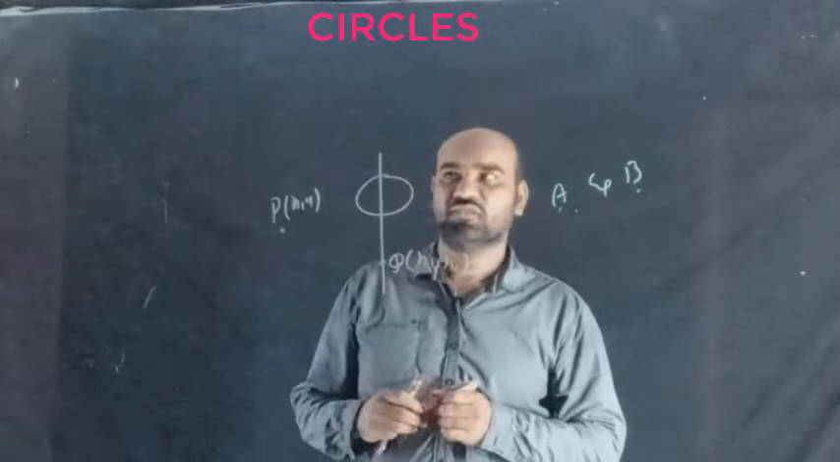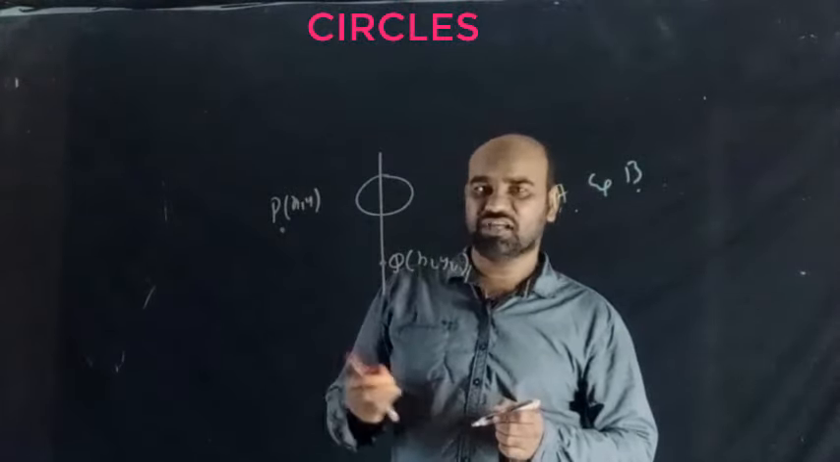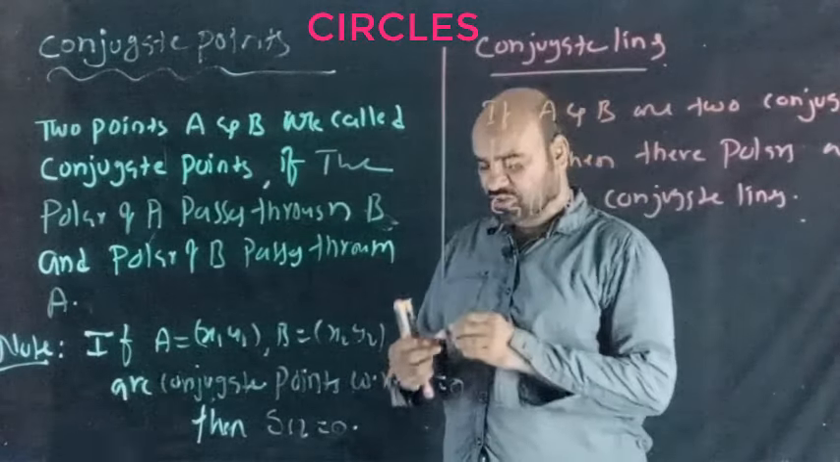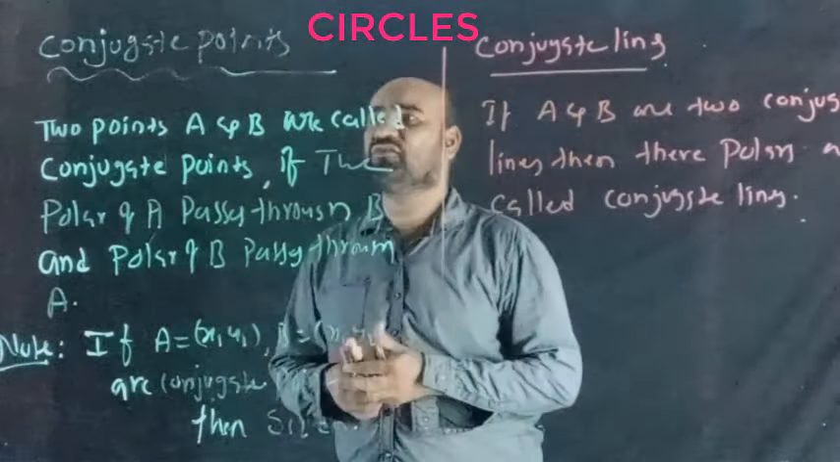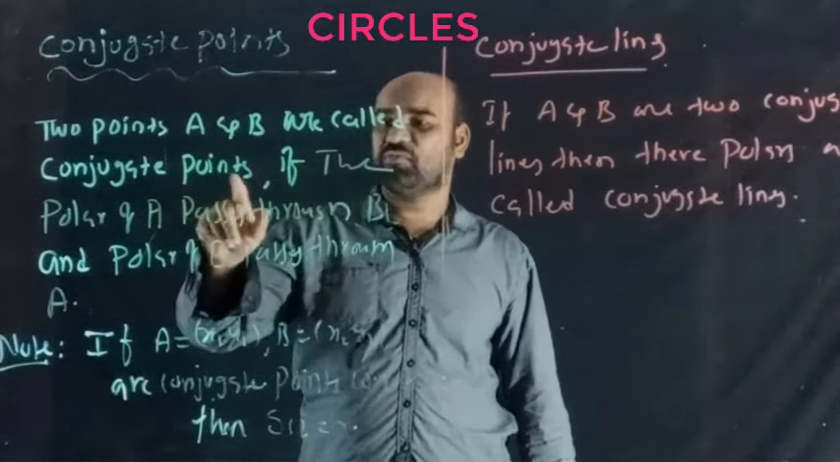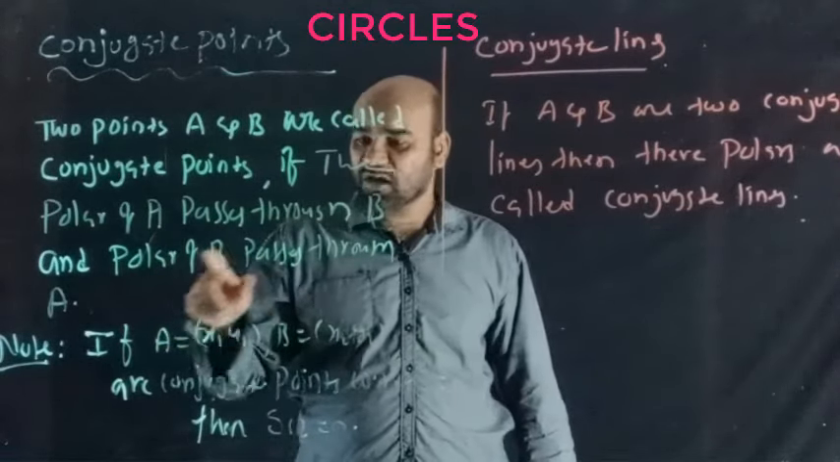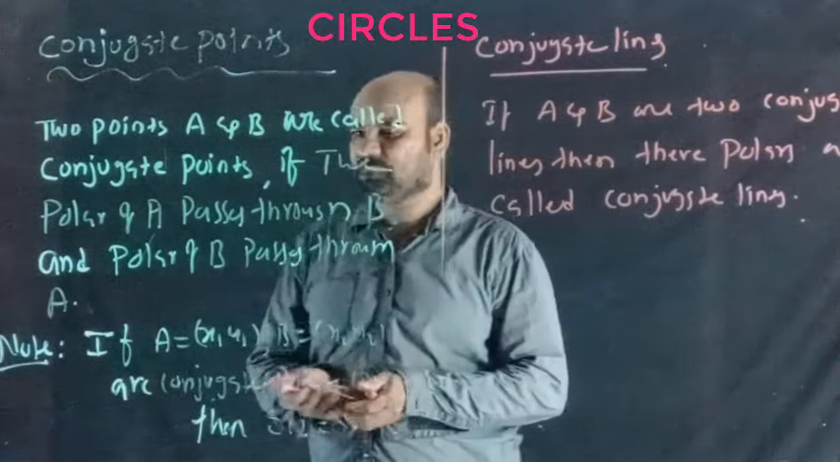Okay, now I want to write the definition of conjugate points and conjugate lines. Okay students, here is the definition of conjugate points. Two points A and B are called conjugate points if the polar of A passes through B and the polar of B passes through A.